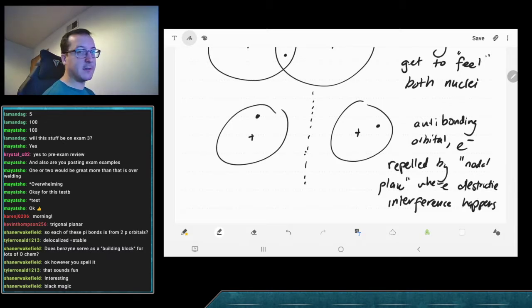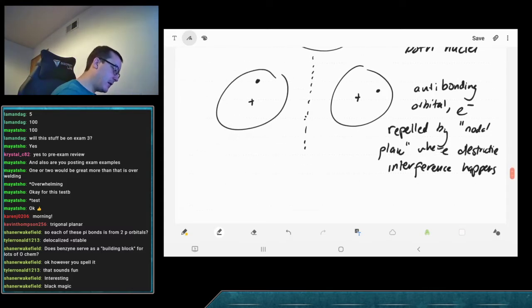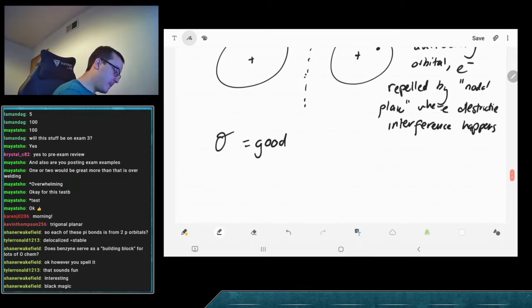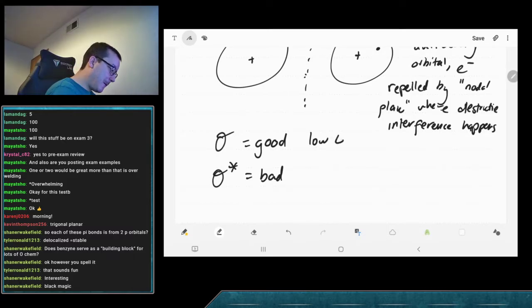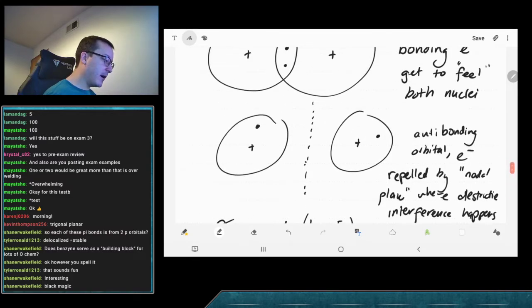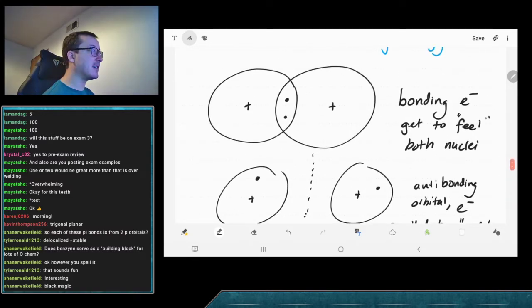Black magic indeed. So suffice it to say, with all this craziness happening, this is good. This is bad. So bonding good, anti-bonding bad. This is low energy. This is high energy. All right. It's more stable to have these electrons attracted to both nuclei. That's what you need to take away from this.